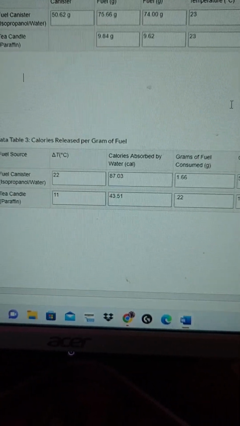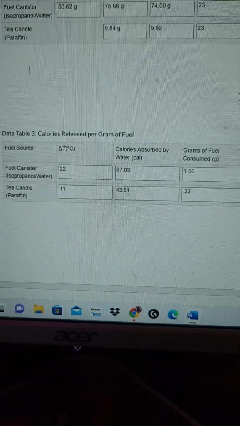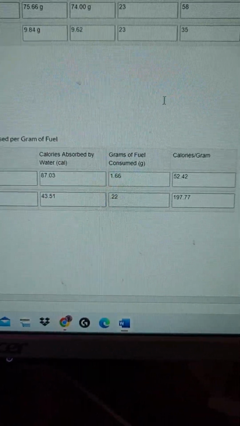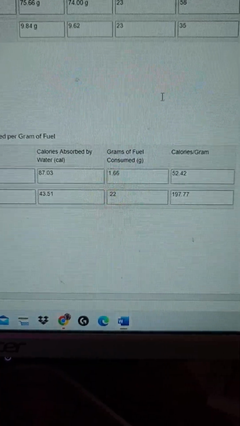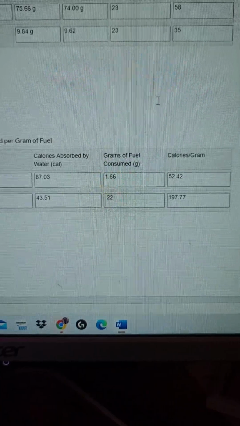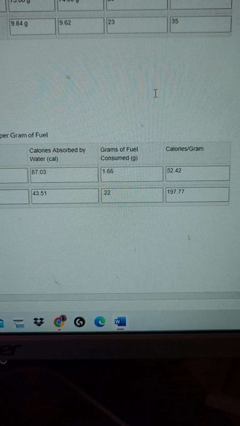Calories absorbed by the water under the fuel canister was 87.03. Under the tea candle was 43.51. Grams of fuel consumed was 1.66. And for the candle, 0.22. Calories per gram for the fuel was 52.42. And for the candle, 197.77. Based on my calculations the fuel canister was found to be more efficient as compared to the candle wax.